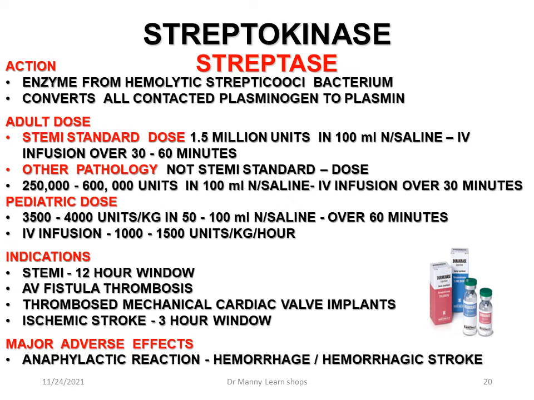Streptokinase, streptase. This is an enzyme that was harvested from the hemolytic streptococci bacterium, and it converts all contacted plasminogen to plasmin. It's not selective. The adult dose is typically 1.5 million units in 100 ml of normal saline over 30 to 60 minutes. In other forms of pathology, not ST segment elevation myocardial infarction, the dose is 250,000 to 600,000 units over 30 minutes. Pediatric dose, needless to say, is less.